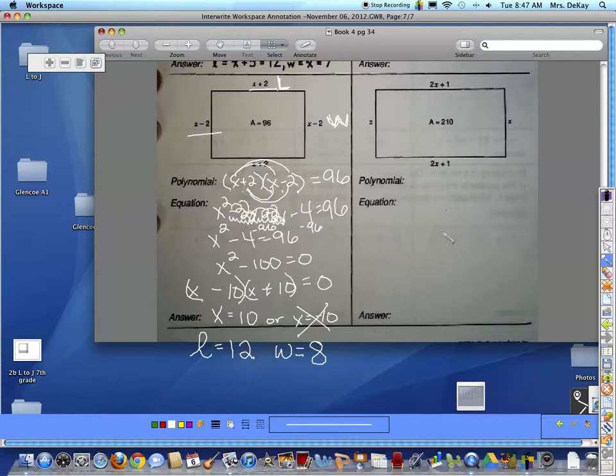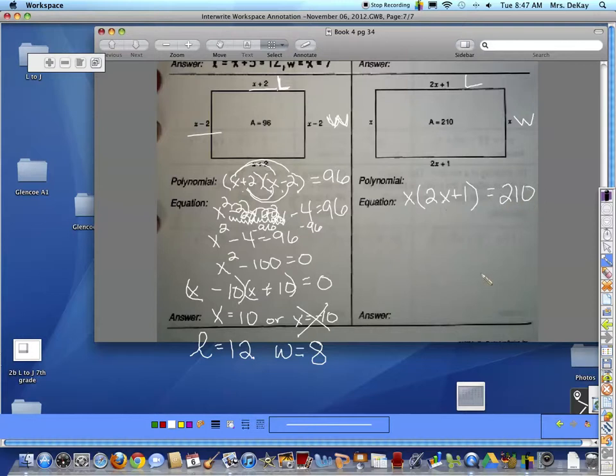Which one's the length and which one's the width? 2x plus 1. That's the length, and this one is the width. So length times width is, I'm going to put the width first this time because it's going to look great, x times 2x plus 1. And what does the length times the width equal?